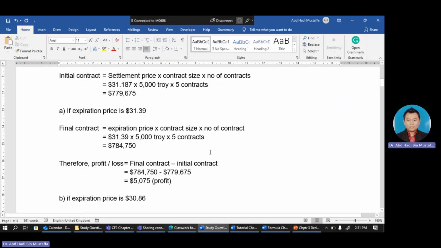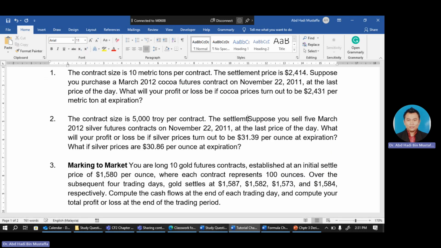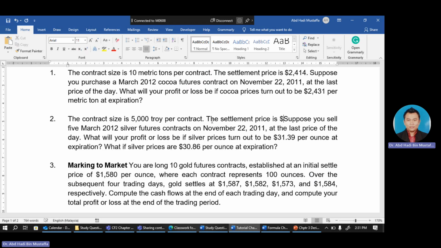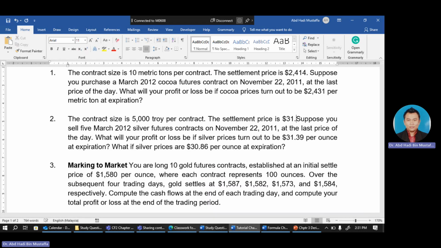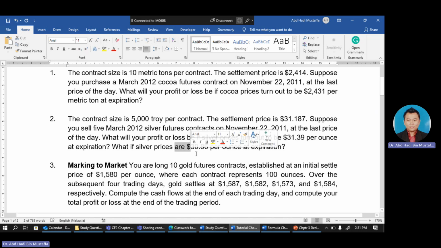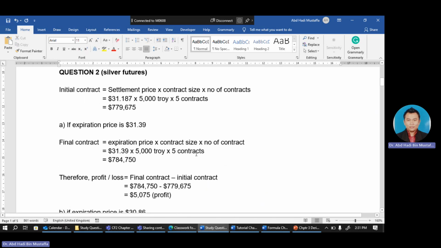Tapi I forget to tell settlement price. Nanti I tambah. The settlement price is, nanti I update dalam Google Classroom, 31.187. Ya, okay. Settlement price dia bagi 1, tapi expiration price dia bagi 2. So you have to calculate twice. Okay. So how do you do this one? Initial contract 1 je. So you just calculate this one.